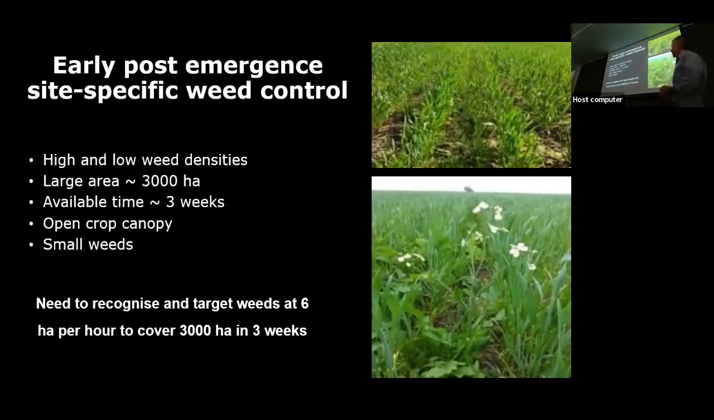So what are the weed control scenarios during those respective phases? So early post-emergence phase, you're going to have a range of weed densities potentially. In Australian grain production systems, you've got a large area that you're going to want to control weeds across. You've got a fairly short time frame, maybe 3 to 4 weeks. Open crop canopy, so the weed target should be readily visible. The weeds are going to be small. So in terms of the time frame, looking at targeting weeds at 6 hectares per hour to cover that 3,000 hectares in a 3-year period. So it's got to be something that's done quickly.